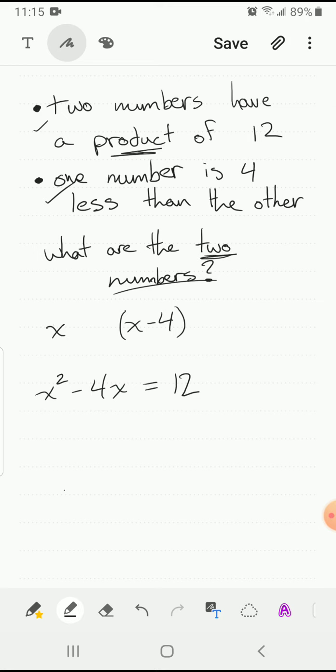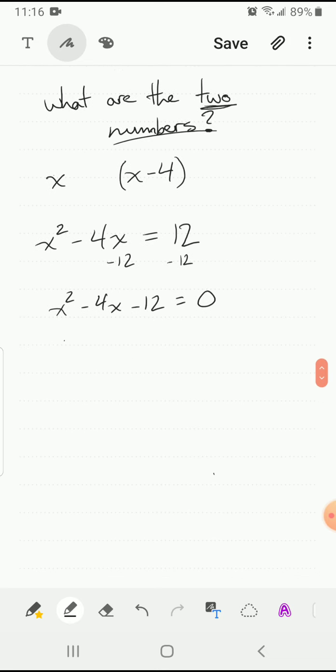One thing before I go forward, I put brackets around this because this x minus 4 is a single number. It's a single piece of information. So when we're multiplying the two together, I'm multiplying it as though it's one single piece. Anyway, so we get x squared minus 4x equals 12. This doesn't look like anything we've seen before, but what if I subtract 12 off of both sides? Because what I do to one side of the equal sign, I have to do to the other. x squared minus 4x minus 12 equals 0.